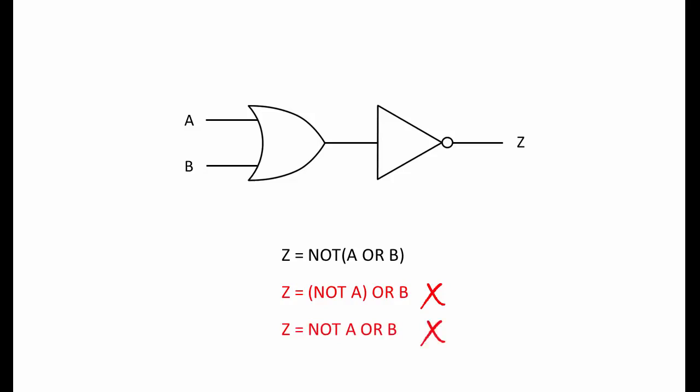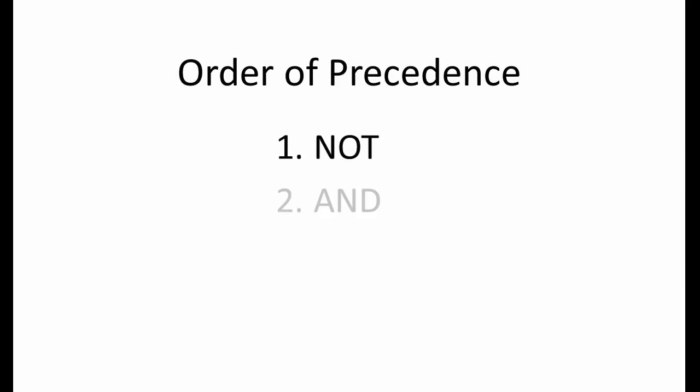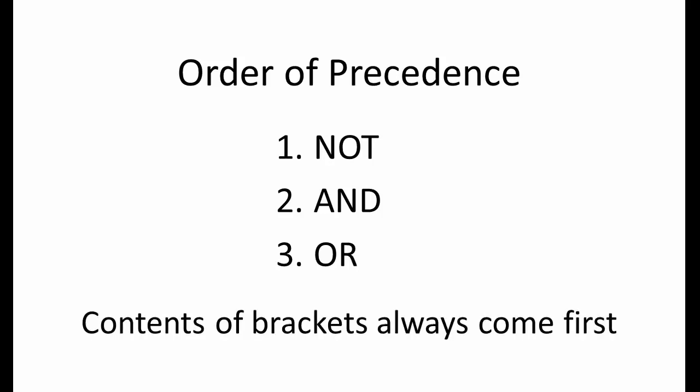Indeed, if the brackets had not been included in the expression at all, it would also be wrong. Why? Because there's an order of precedence that applies when it comes to combining logical operations in an expression. If an expression contains a mixture of operations, the rule is that any NOT operations have the highest priority. These are performed first. Then any AND operations can be performed, and finally any OR operations. However, if an expression contains brackets, the operations described within the brackets supersede everything else.